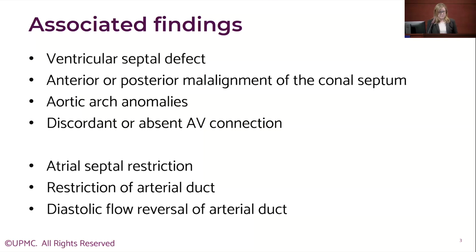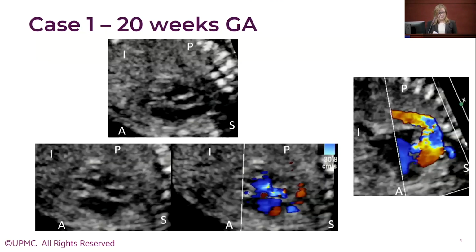aortic arch anomalies, and abnormal AV connections. Additionally, on fetal echo, we look at a lot of the physiologic abnormalities. Importantly, in transposition, this can include restriction at the atrial septum or the ductus arteriosus, or even reversed flow in the ductus arteriosus. These findings can help us to prognosticate about what the postnatal course is going to be like for these infants. So I'm going to talk through a few cases today showing some fetal pictures and what our counseling was with the families in these cases.